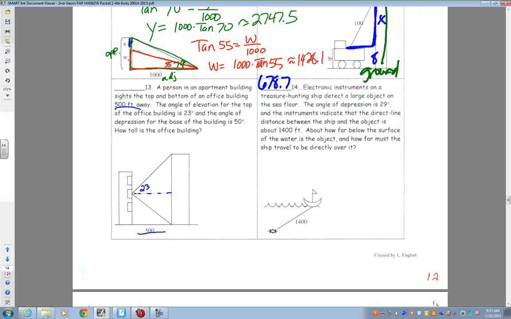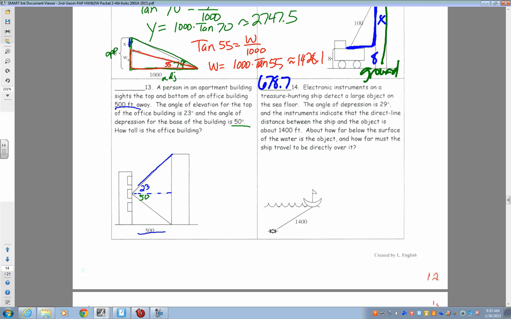So the angle of depression for the base of the building is 50 degrees. Depression is below the horizontal line, so the 50 would go here. They want to know how tall the office building is. Well, we have two separate triangles here.